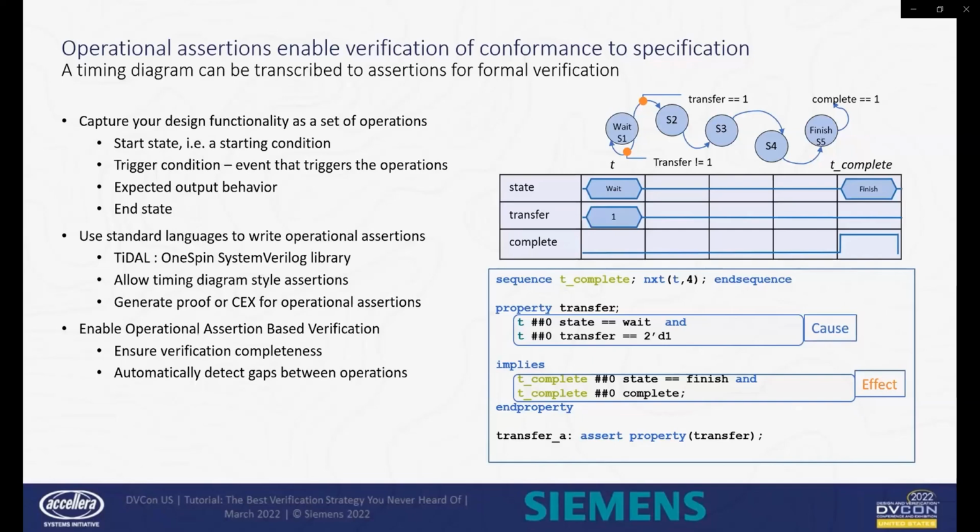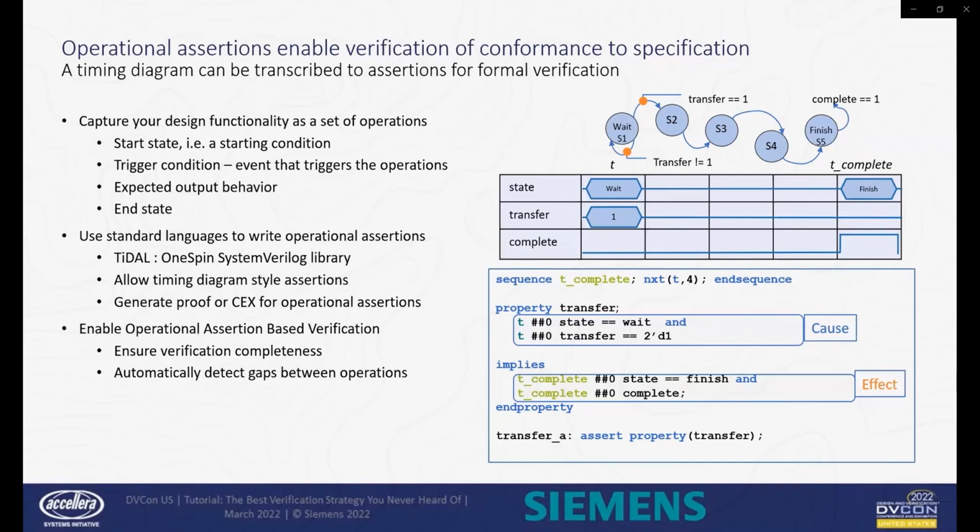With each operation exhaustively verified, operational ABV checks that there are no gaps between the operations of the design and that the design's functionality is fully verified. In this context, we consider an operation as any single or multi-cycle activity of the DUT, such as a read or write operation of a DMA controller or the execution of an instruction of a processor.